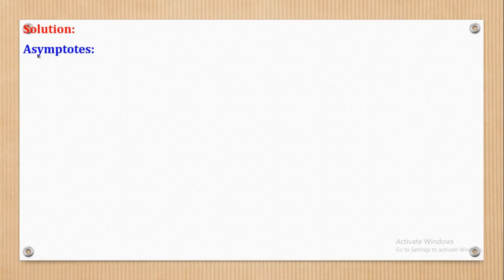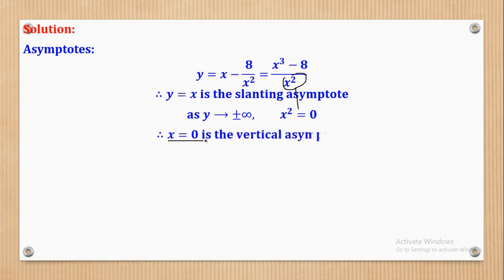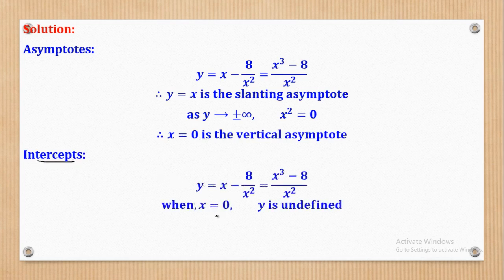So let's start with the asymptotes. Because of this one, it implies this is the slanting asymptote. Then for the vertical, as y tends to plus or minus infinity, this one is equal to 0, as you can see here. Therefore, x equal to 0 is the vertical asymptote. Then for the intercepts, given that curve, when x is equal to 0, y is undefined, and when y is equal to 0, x is equal to 2. Therefore, the intercept is (2, 0).